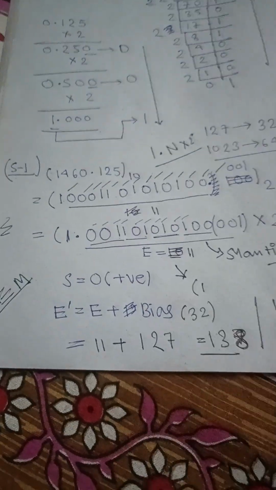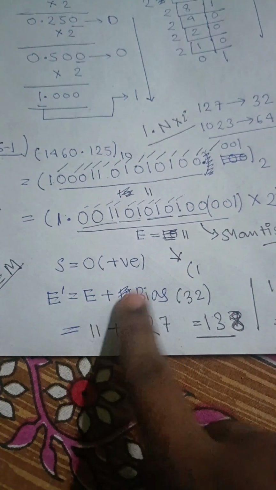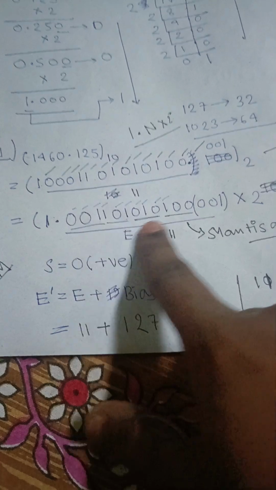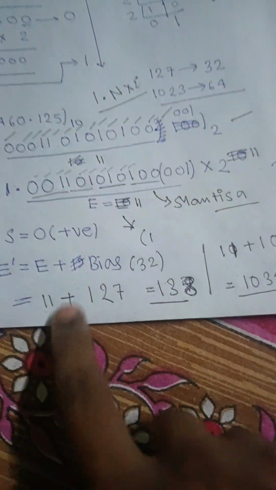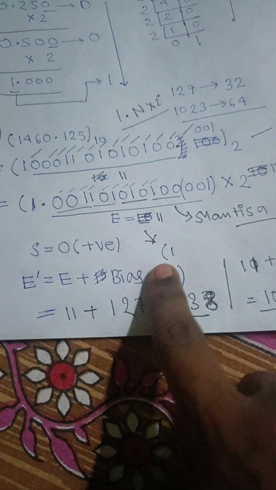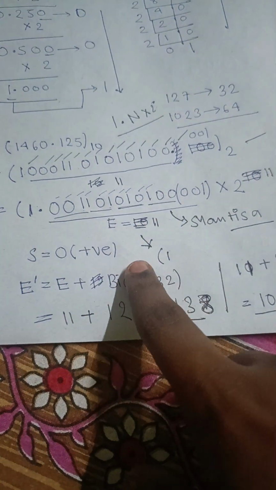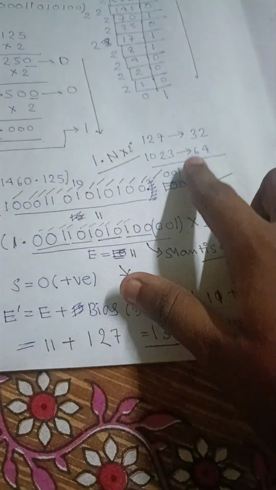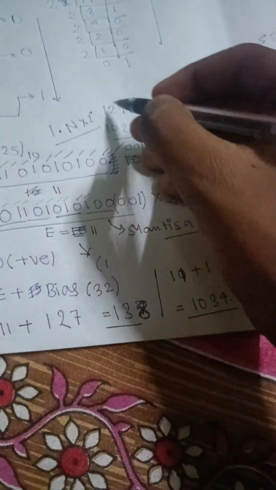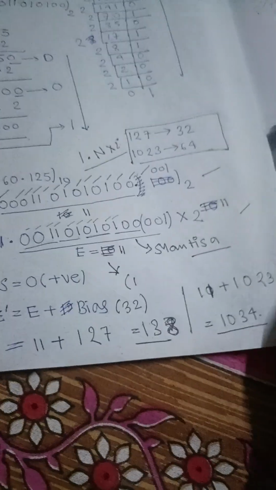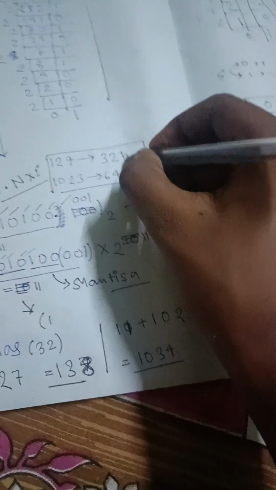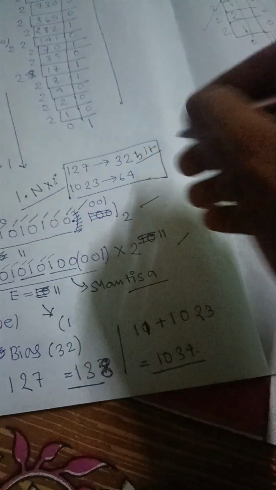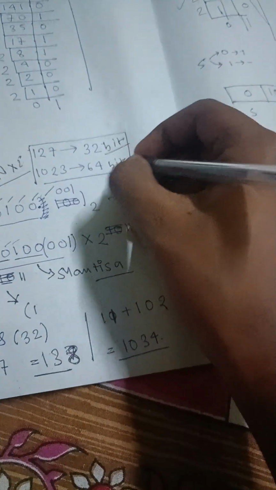Then there is E, or E dash, you can say. E dash is E plus bias. What is E? How many numbers are there? You have counted 11 numbers, so 11 plus bias. So we have to calculate the bias. There are two types of floating point representation, one for 32 bits and another one for 64 bits.